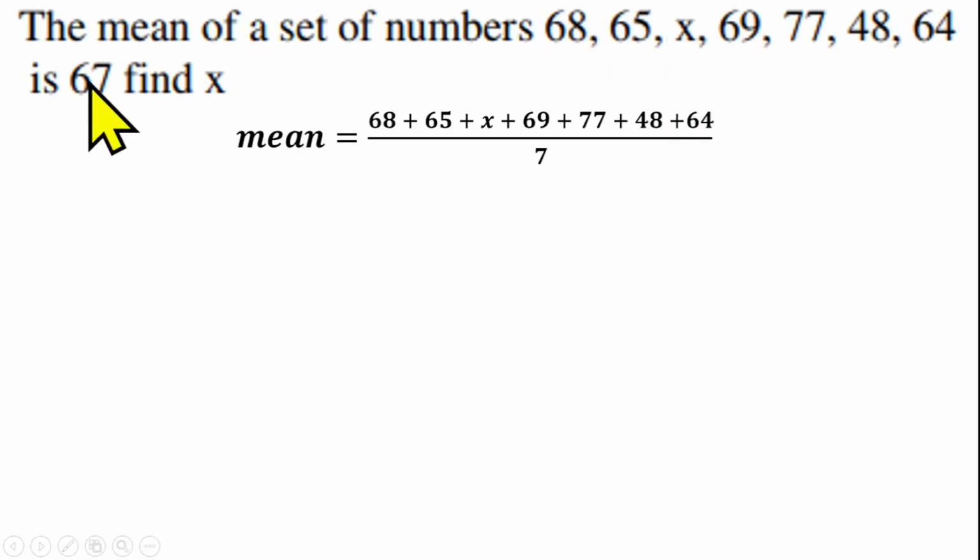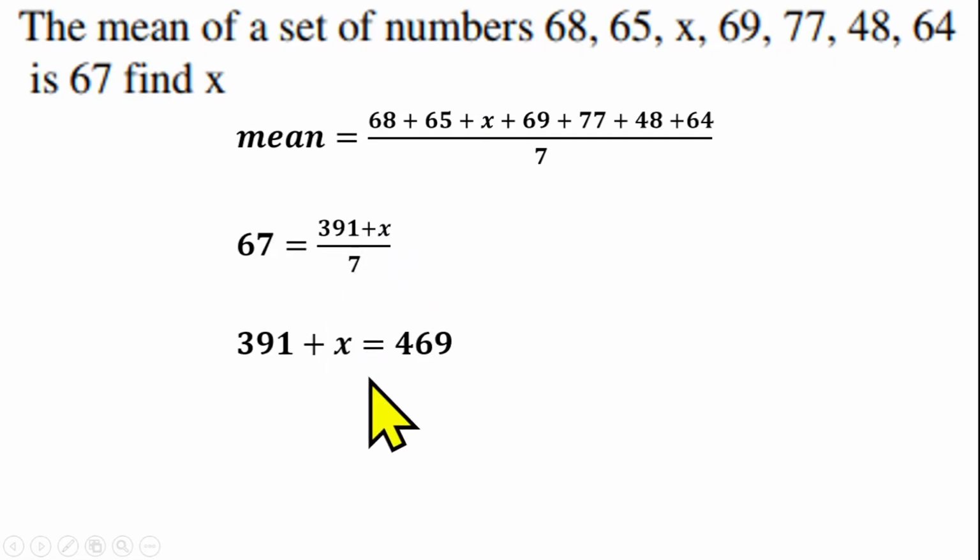And you have been given the mean as 67, so that will replace this mean. So we have 67 equals, you collect terms by adding the numbers together. That gives us (391 + x) over 7. So we cannot add 391 plus x together, so we can only cross multiply there.